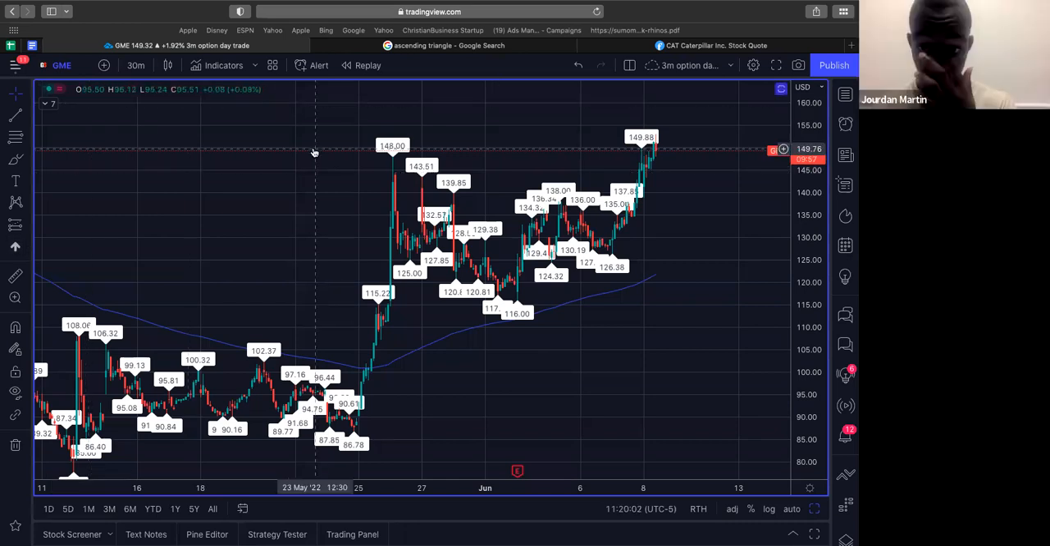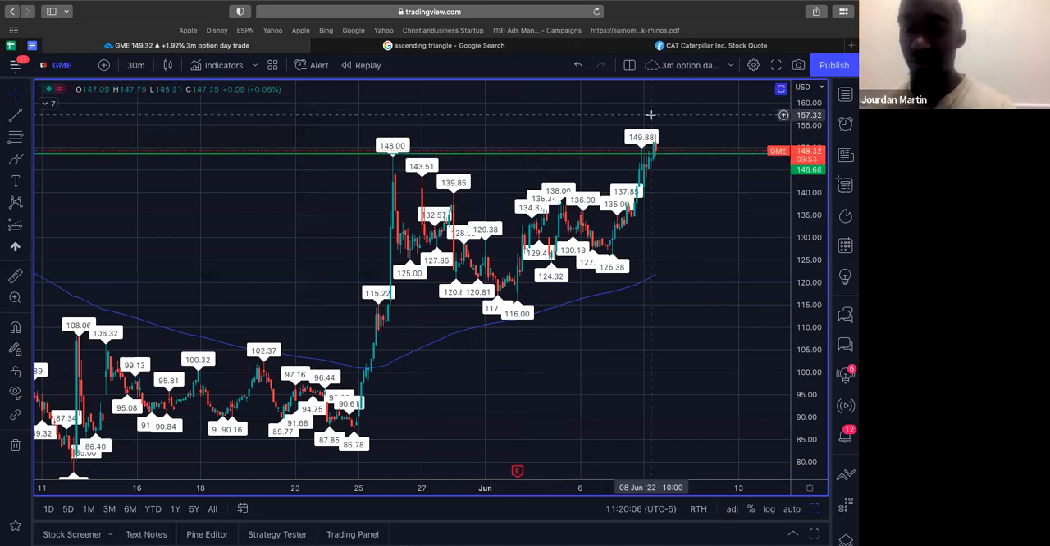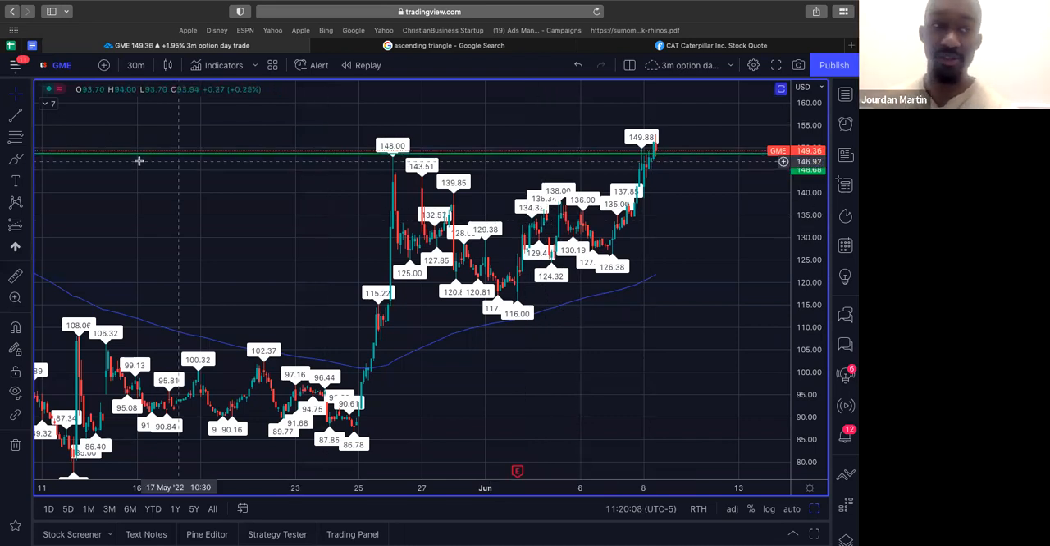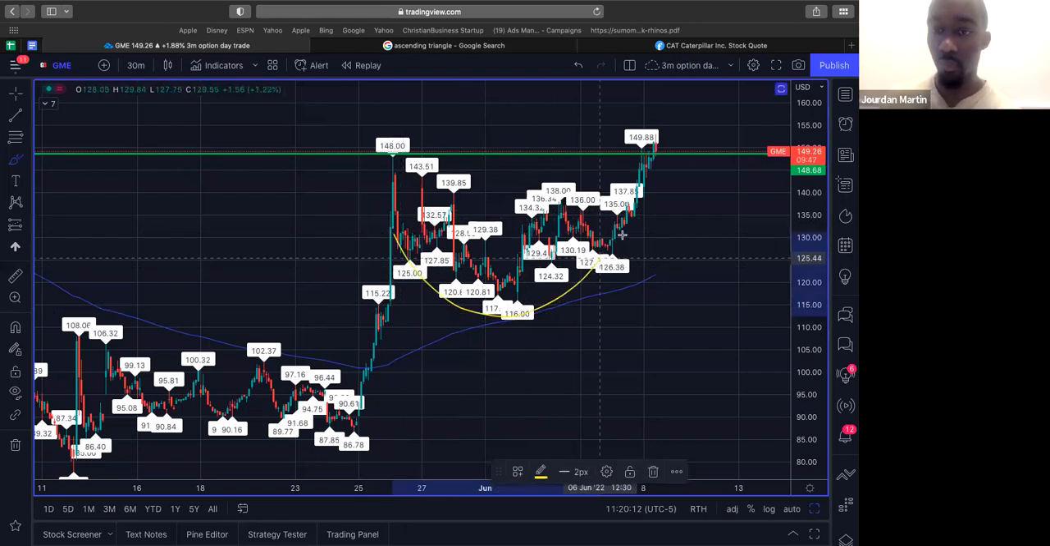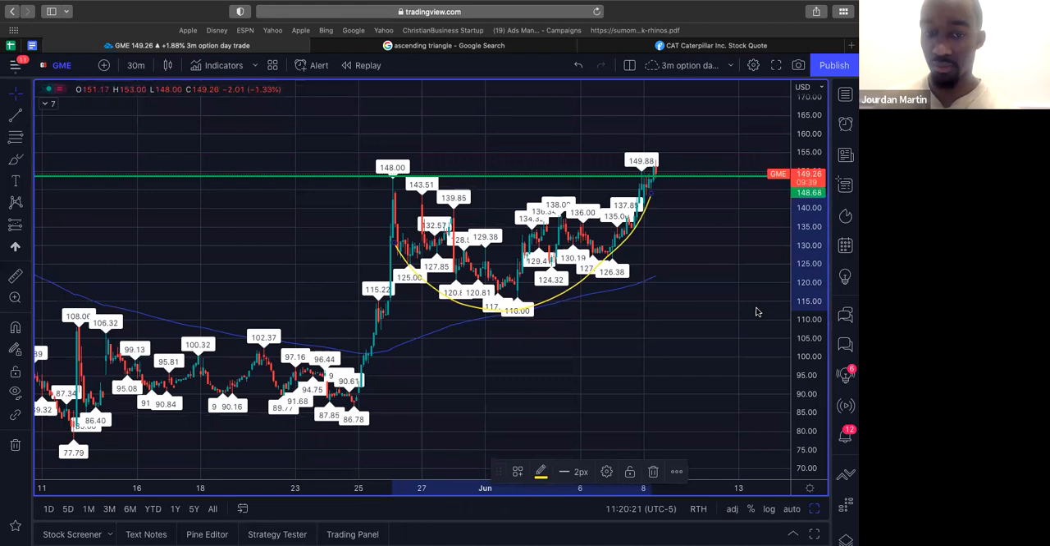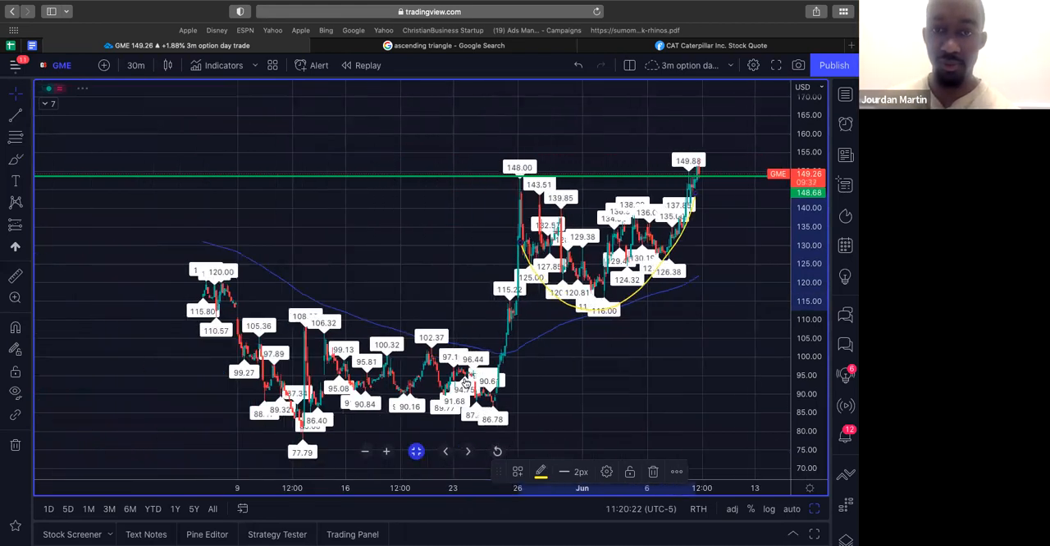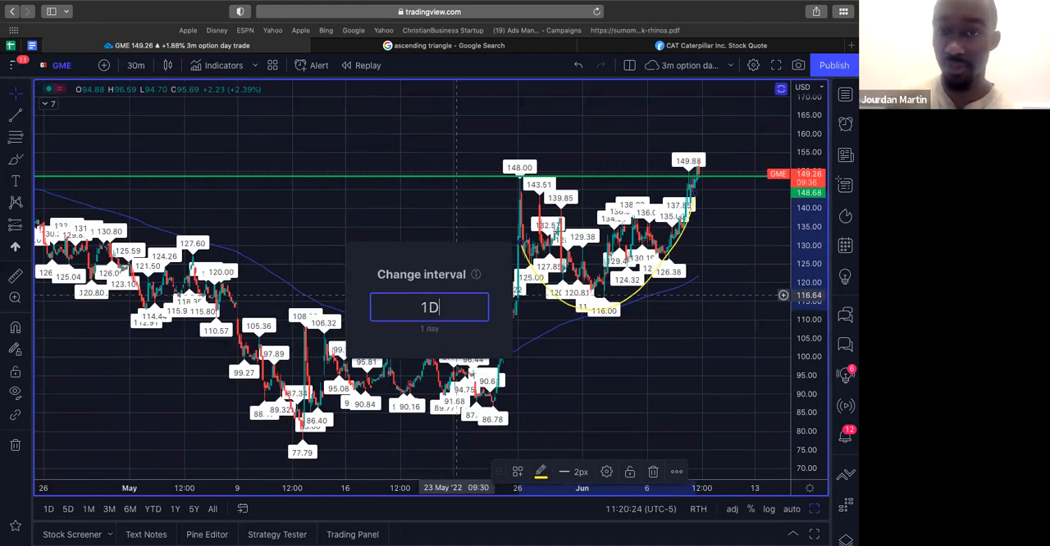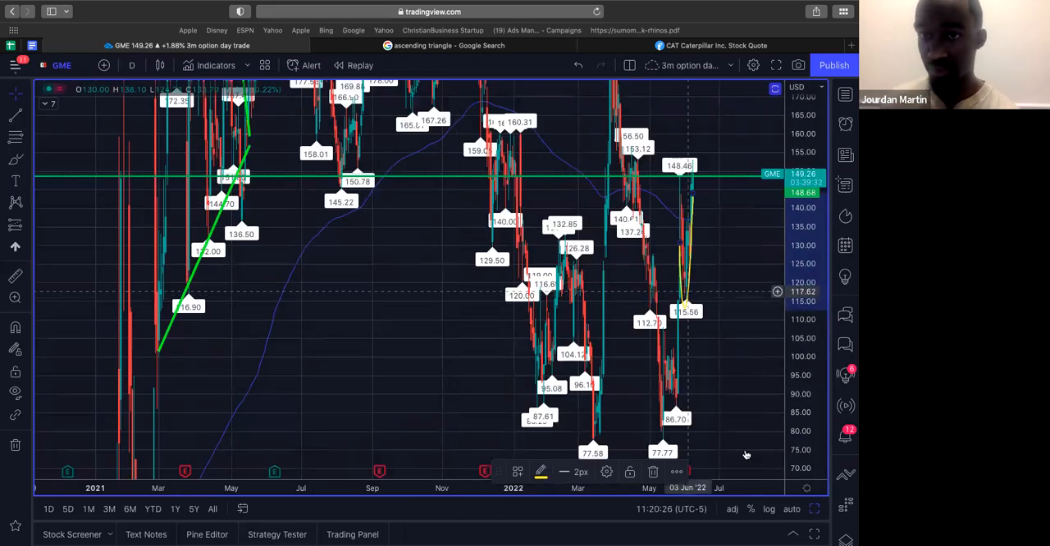For GameStop, it is breaking out of this resistance level right here. What I really would have preferred seeing was it form a cup and handle, but it did just break out. On the 30-minute, also probably just a daily breakout in general.